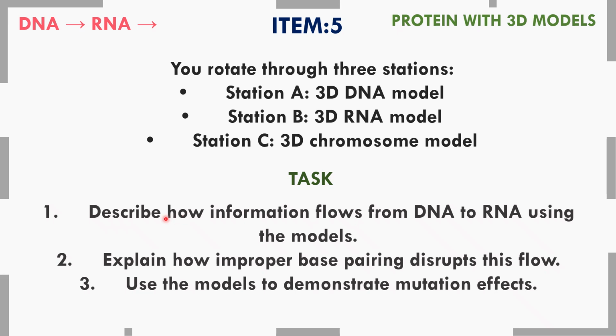Task: 1. Describe how information flows from DNA to RNA using the models. 2. Explain how improper base pairing disrupts this flow. 3. Use the models to demonstrate mutation effects.